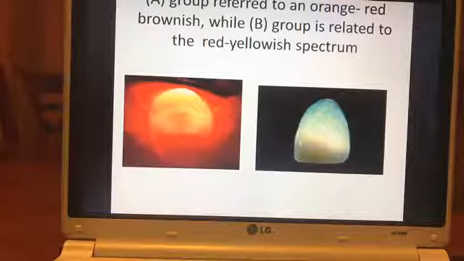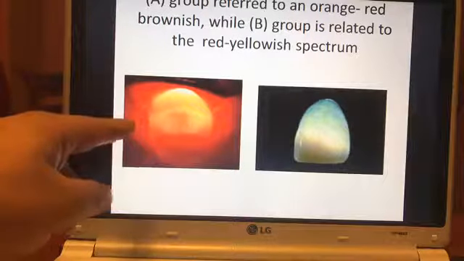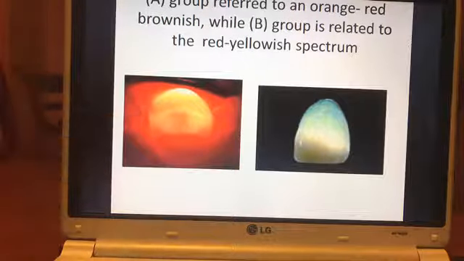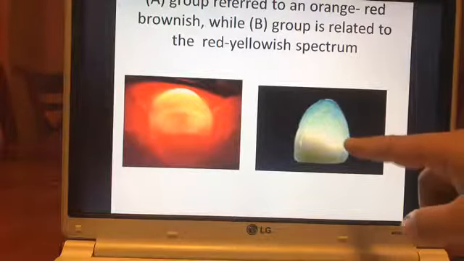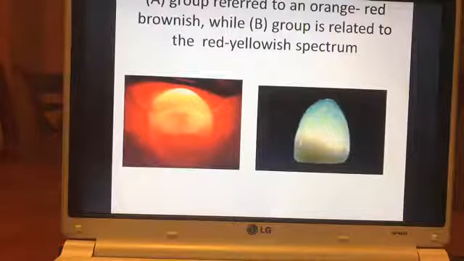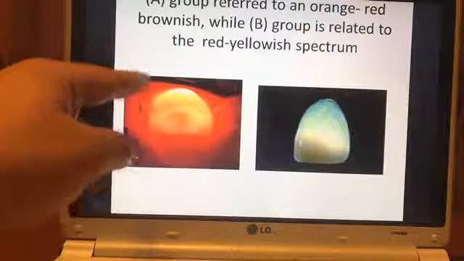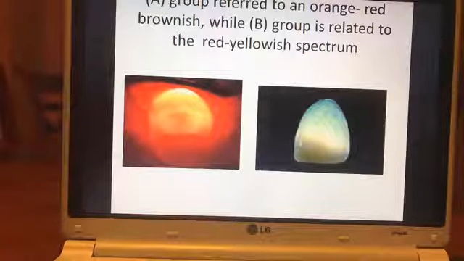Yes, we can. A group is anything in the orange-red spectrum. B group is the red-yellowish spectrum. So the most important part in A group is the reddish part, and the most important part in B group is the yellowish part. So exactly, you are comparing a reddish tooth versus a yellowish tooth. Reddish is A group and yellowish is B group.